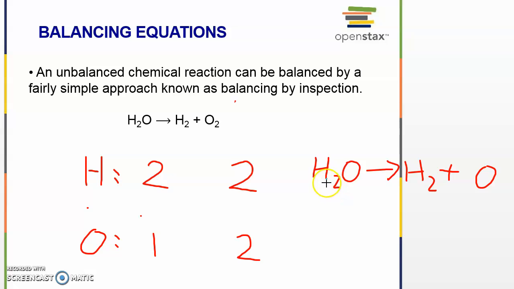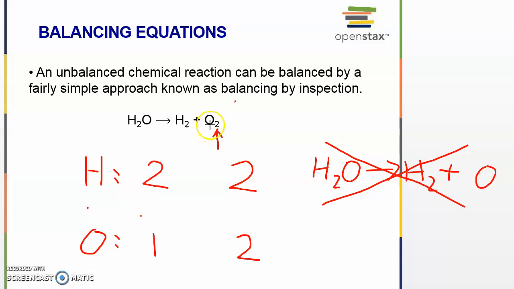See, now I have 2 hydrogen on the left, 2 on the right, 1 on the left, 1 on the right. Can I do it like this? The answer is no, you cannot do it like this. You are not allowed to change this subscript over here, the small 2. You are not allowed to change it.